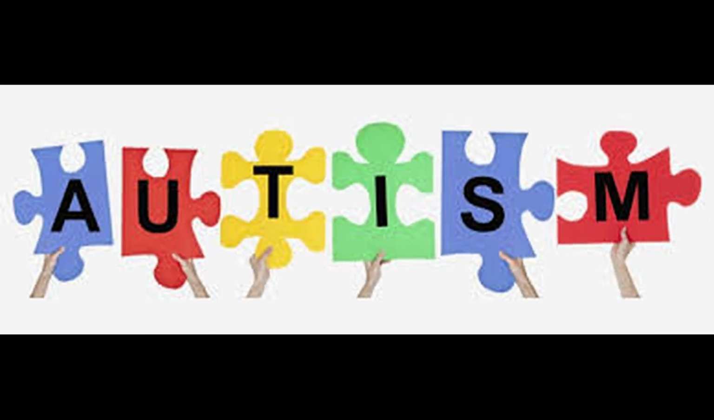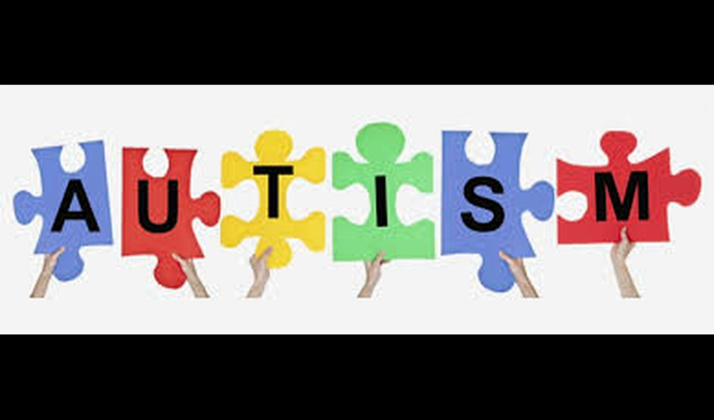Let's start with autism. Autism is a developmental disability that affects language development, communication, and social interaction. It is a spectrum disorder. Children can be affected to a larger or lesser degree all along the spectrum.